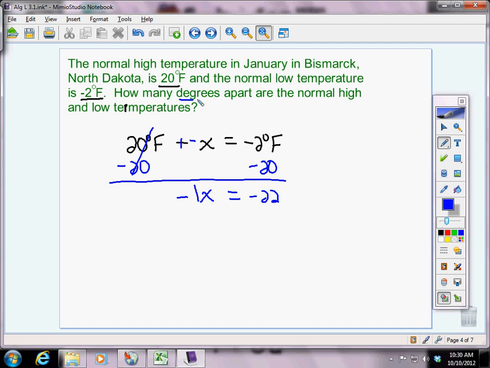It's really important that you don't forget that this actually is negative, because it's asking us how many degrees apart. How many degrees apart are 20 degrees and negative 2 degrees? It's not a negative 22. We're not interested in what direction they're going.